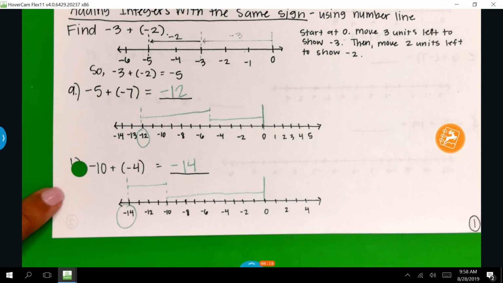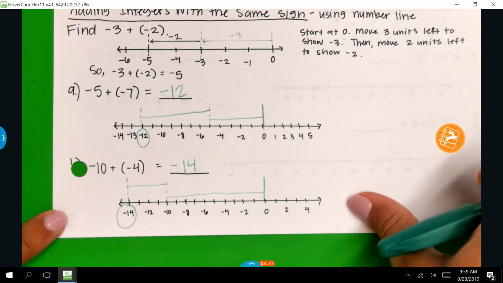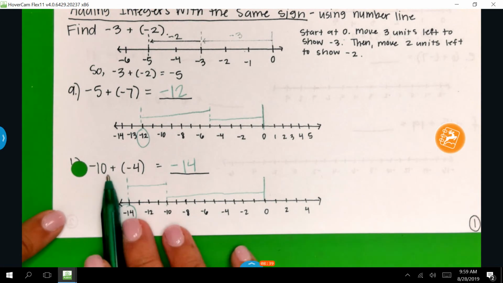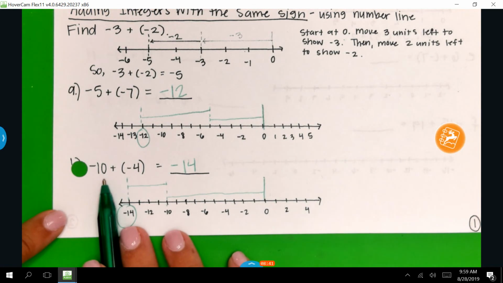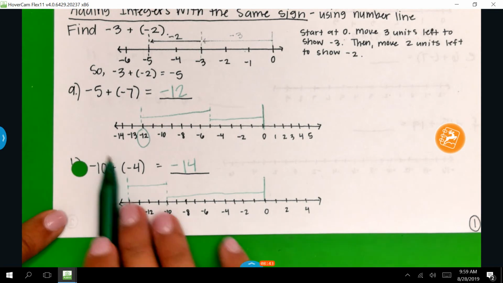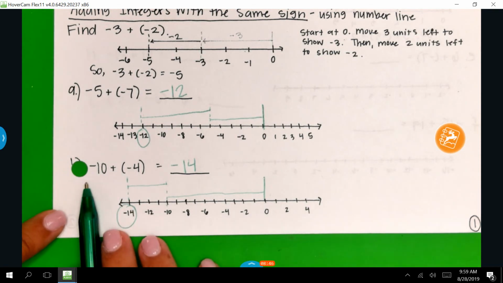Yes, ma'am. What if there's a number that's bigger? Then you would draw the number line that's bigger. I drew them large enough. So you're going to draw the number line that you need in order to solve the problem. Yes? How do you use this number to go backwards? The very first one in the problem. So since negative 10 is first, that's the first one I'm doing. Does that make sense? All right, flip over.